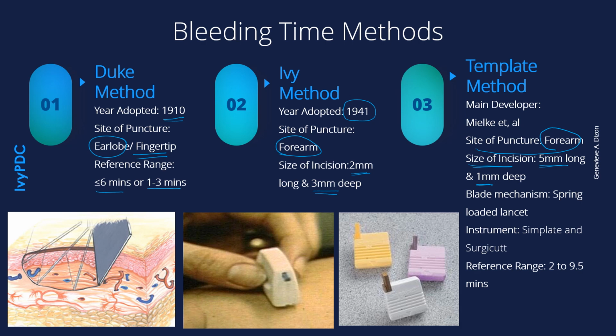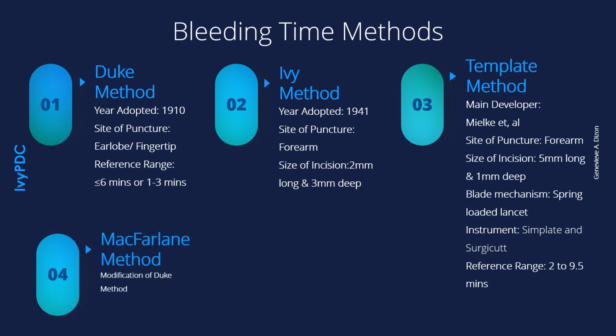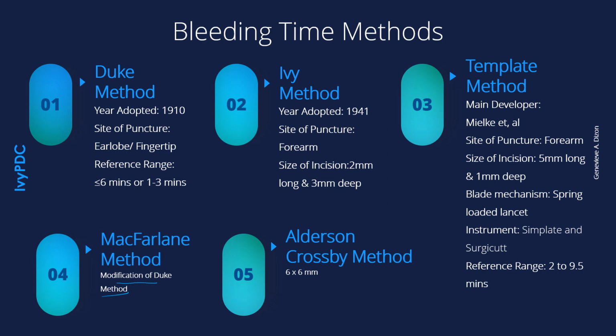So in this picture, it uses a spring-loaded lancet to give a standard incision at 5 millimeters long and 1 millimeter deep. Instruments that use this method, examples would be the Simplate and the Surgicutt. Reference range would be from 2 to 9.5 minutes. The next method would be the McFarlane method, which is just a modification of the Duke method. And the last method is known as the Alderson-Crosby method, which gives an incision of 6 by 6 millimeters.